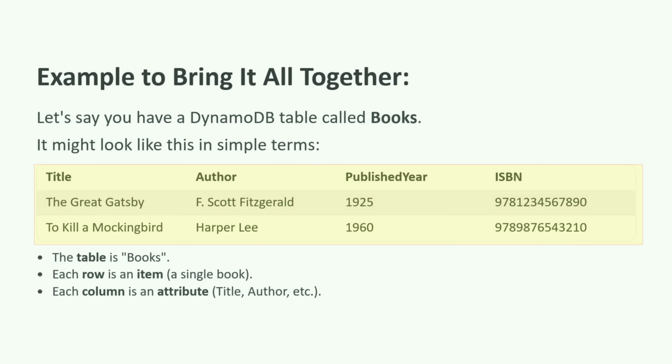Here you can see the DynamoDB table called books, and each row is an item, which is nothing but a single book. Each column is an attribute. Here you can see attributes like title, author, published year, and ISBN.